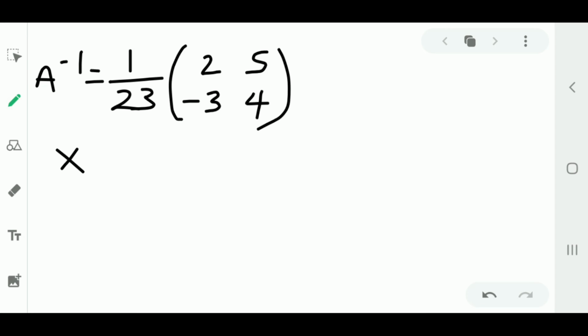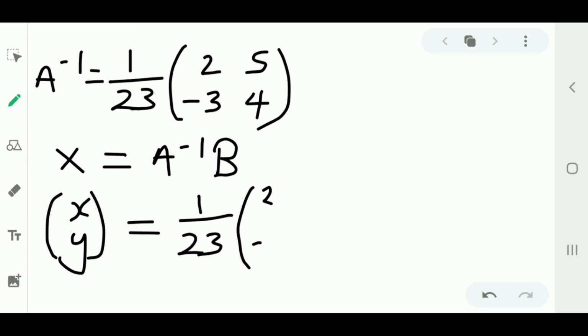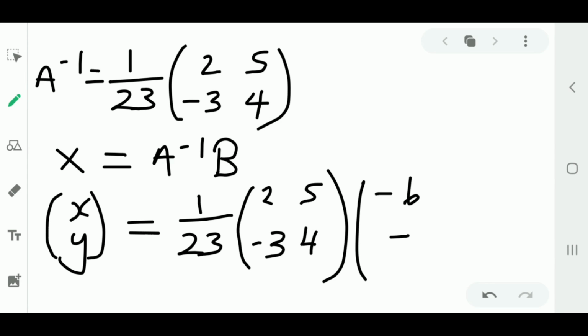Now remember the formula is X is equal to A inverse times B. We know that X is this. We now know what A inverse is, which is 1 over 23, 2, minus 3, 5, 4. And we know what B was, which was minus 6 and 7. So all we need to do is multiply these, expand and simplify, and we get what x and y are. So let's go.